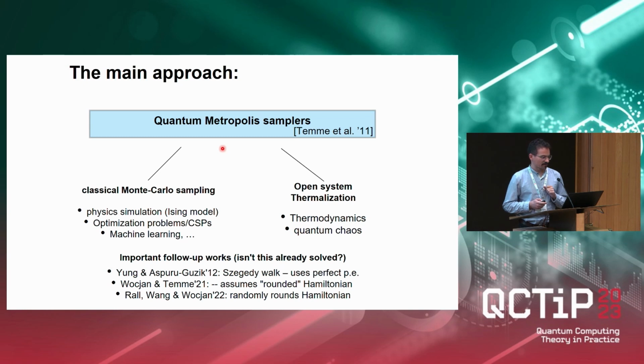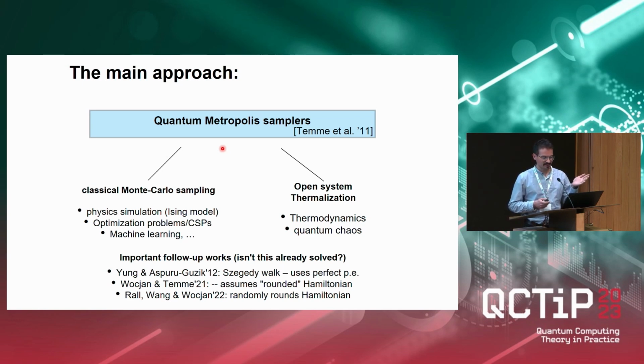The early algorithm by Temme was followed by a suggestion of Yung and Aspuru-Guzik, who further improved these quantum thermal simulations by quantum walk techniques, giving an optimal quadratic speedup. And then two years ago Wocjan and Temme showed some further connections to some nice physical master equations, and some assumptions were removed very recently by Rall, Wang, and Wocjan.